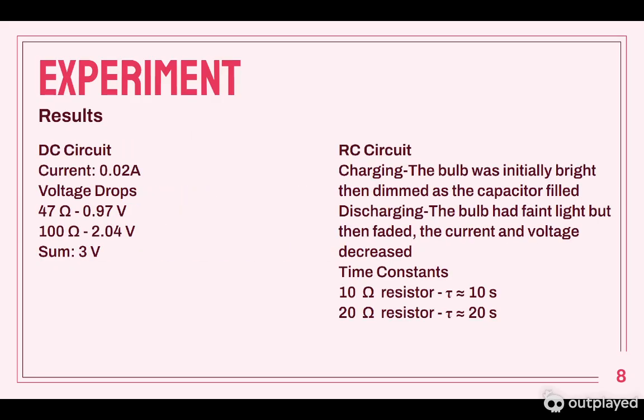Results, the DC circuit: we found the current to be 0.02 A, like I said before. The voltage drop for the 47 ohm was 0.97, and for the 100 ohm it was 2.04 volts, and the sum we found to be 3 volts. For the RC circuit, charging, the bulb was initially bright, then dim as the capacitor filled. Discharging, the bulb had faint light, but then faded, and the current and voltage decreased. The time constants, like I said before: the 10 ohm resistor was about 10 seconds, and the 20 ohm resistor was about 20 seconds.